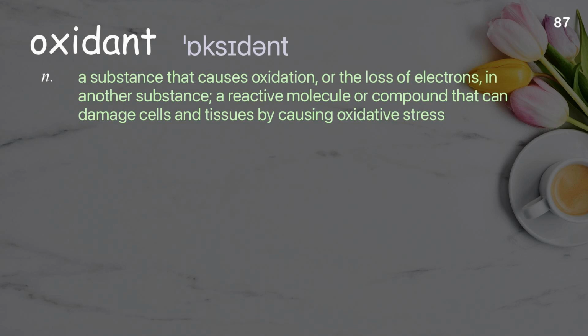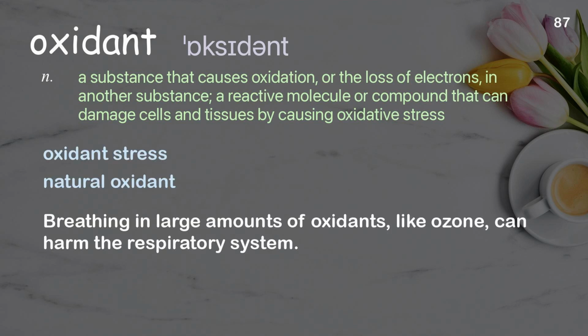Oxidant. A substance that causes oxidation, or the loss of electrons, in another substance, a reactive molecule or compound that can damage cells and tissues by causing oxidative stress. Examples: Oxidant stress. Natural oxidant. Breathing in large amounts of oxidants, like ozone, can harm the respiratory system.